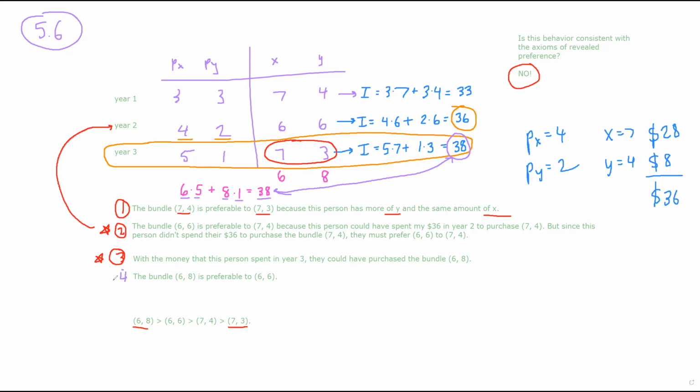But this is where the fourth guy comes in, and this is where this guy ruins everything. The bundle 6.8 is preferable to 6.6. So I could have bought 6.8 in year 3, but this person purchased 7.3. But this is a contradiction, right? We know that step 1 told us that this guy's better. Step 2 told us that this guy's better. Step 4 tells us that this guy's better. I probably should swap step 3 and step 4, but whatever.